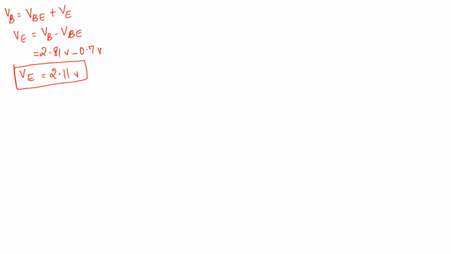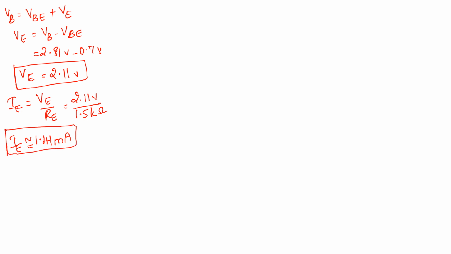Now you have got VE. Now can you calculate your IE? You know that IE is equal to VE divided by RE. So 2.11 volt divided by, what is your RE? 1.5 kilo ohm. Right, so IE will be approximately equal to 1.41 milliampere. IE also you have calculated.